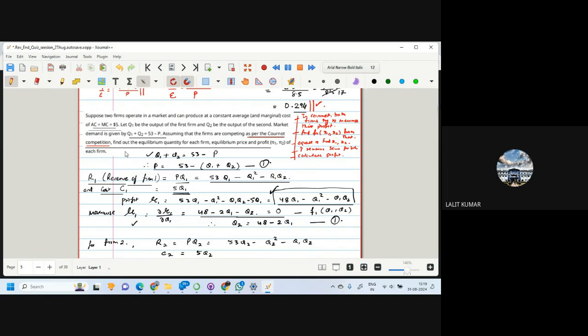Okay, this is another question. This is the Cournot competition. In the Cournot competition, we had done the revision that both the firms try to maximize their profit. So in this, AC is equal to MC is $5 for both the firms, and the demand is given by Q1 plus Q2 is equal to 53 minus P.